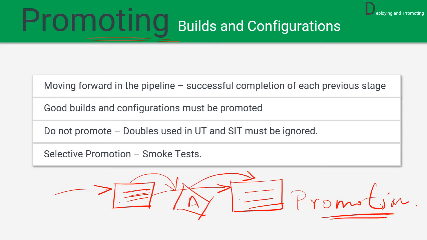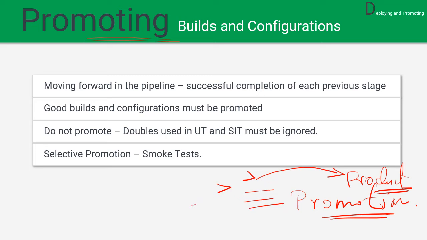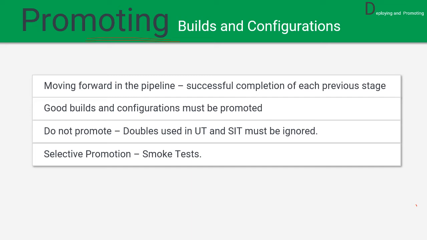A build will pass through, or rather it will get promoted through each of these stages, and ultimately it will be promoted into production, right? Now, when you promote a build, do you promote every aspect of this build, or do you promote only certain aspects of this build? Generally speaking, if one particular build is doing well, then you would promote all of the executables. You will not hold back any of the executables, because the executables have been tested really well.